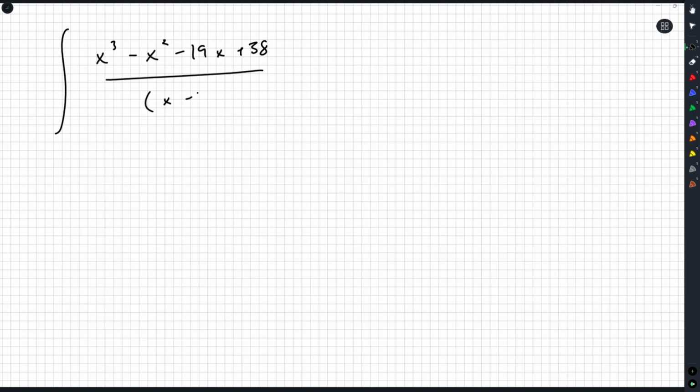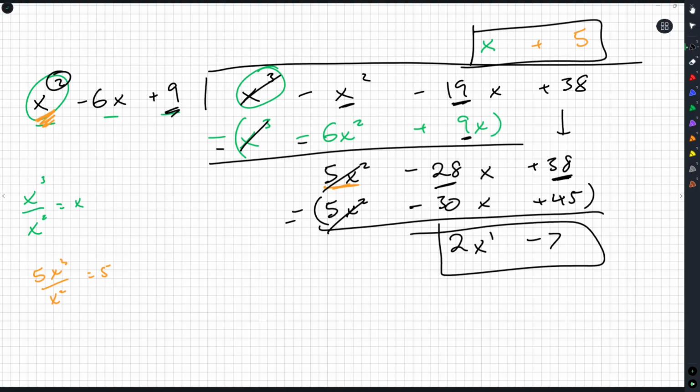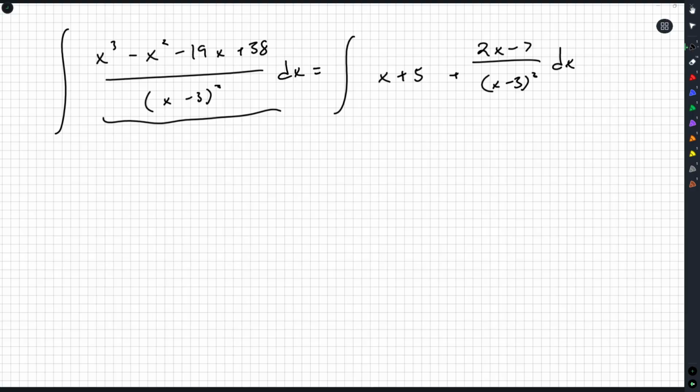I'm going to write it now as x minus 3 squared because we're starting to move into the integration, so we'll need the partial fractions. What we have here is this whole expression is the same as x plus 5 plus, and then we put the remainder up on top. It was 2x minus 7, right?